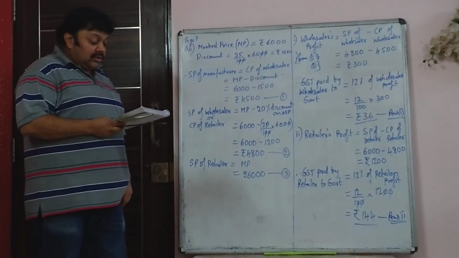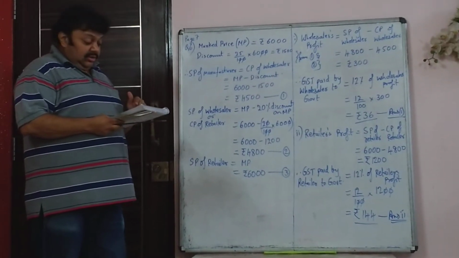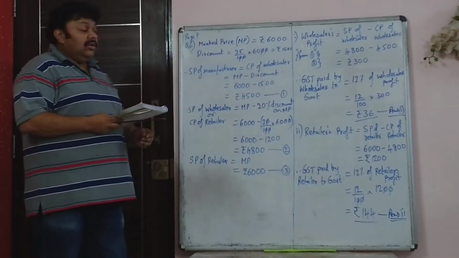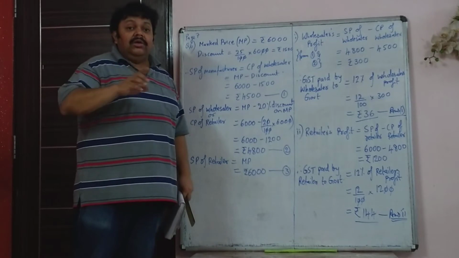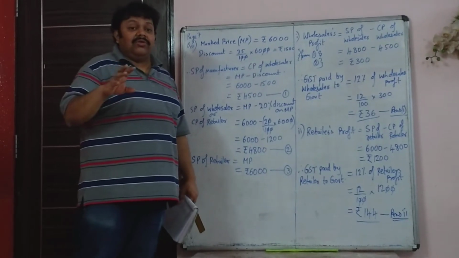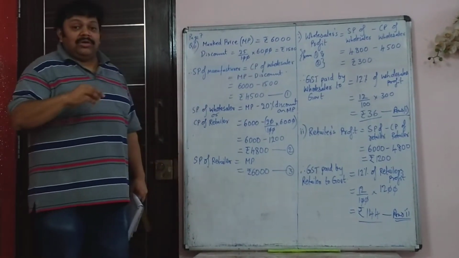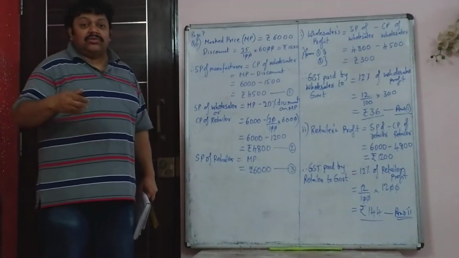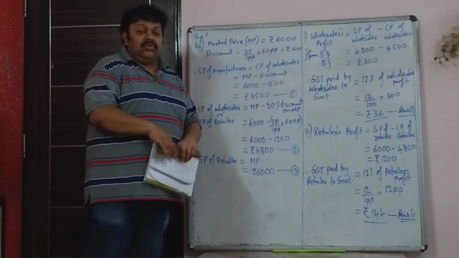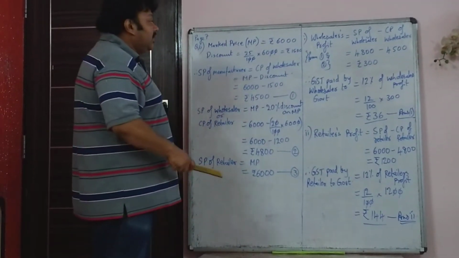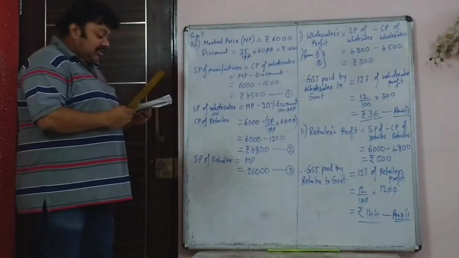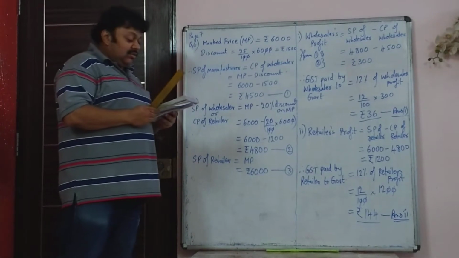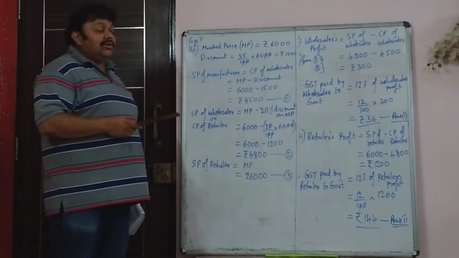He sells it to a wholesaler at a 25% discount. So manufacturer, first there is one mark price. The mark price is not going to keep changing. Different people in between may give different discounts to whoever they are going to sell it to. So the mark price of this mobile is rupees 6,000. He sells it to wholesaler at 25% discount.